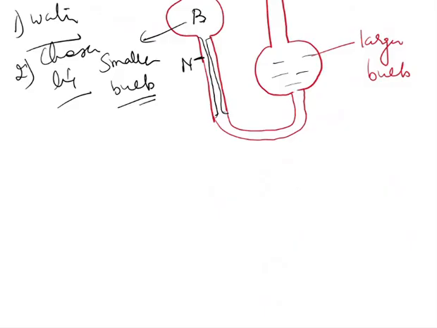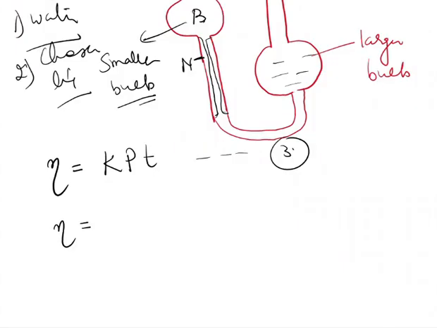So when you talk about equation number 3, the coefficient of viscosity is K p t, where K includes all the constant terms. Now this can be written as eta is equal to K, density of the liquid, and time of flow of the liquid. So this is going to be equation number 4. Class, clear till here? Yes, ma'am.